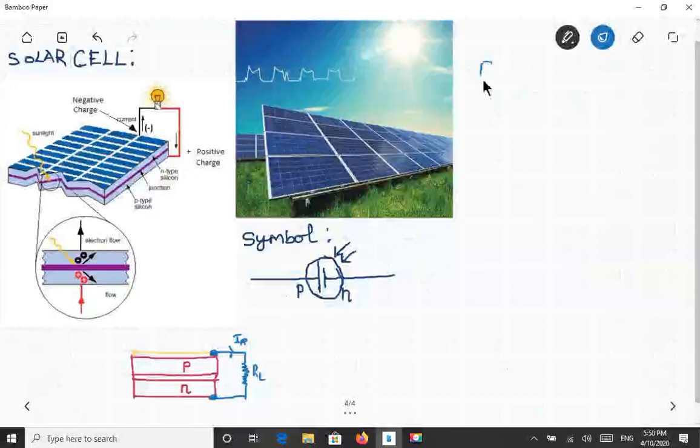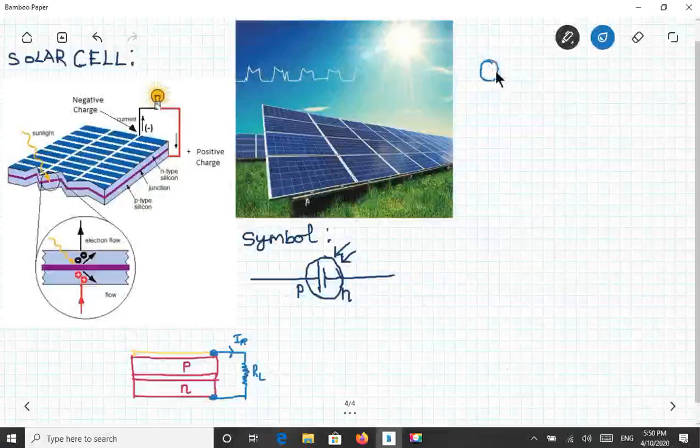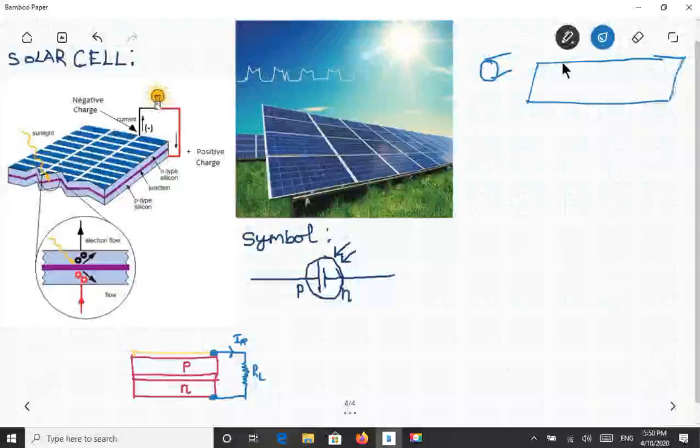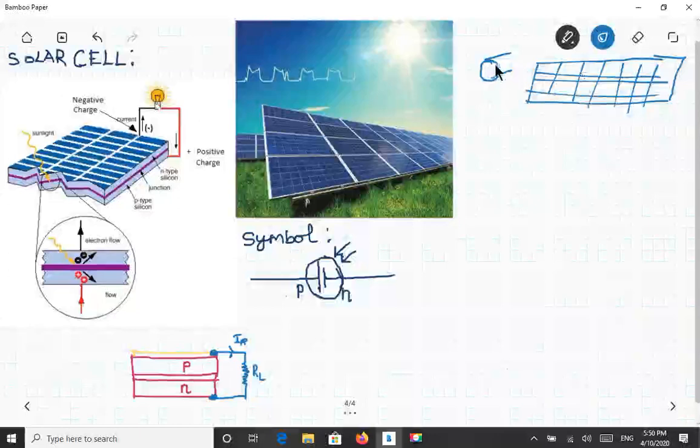You can see that device, which is so small, like a cylinder like this. But a solar panel will have this much bigger surface, and the amount of surface defines the production of the current. Bigger area means a high amount of current generation. So that's the principle, and the principle is the same. Whatever the photodiode we saw before, in the same way the solar cell will also act.